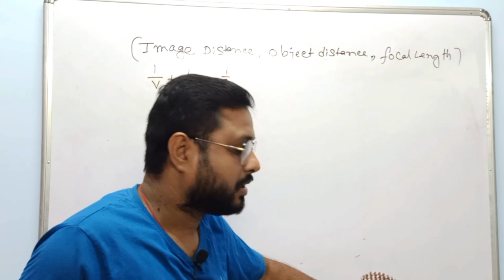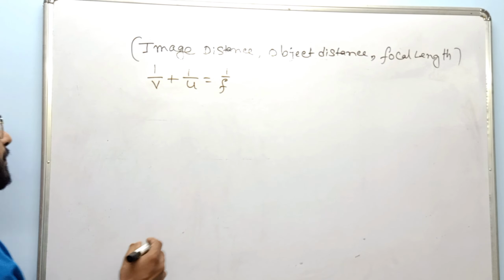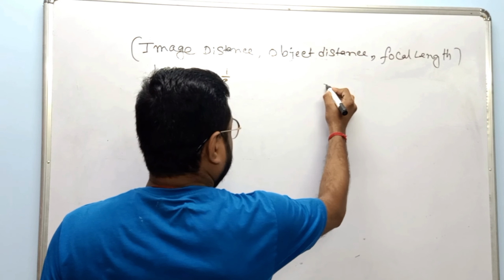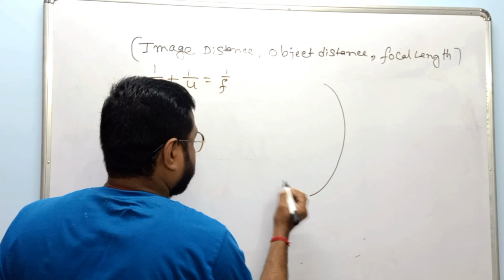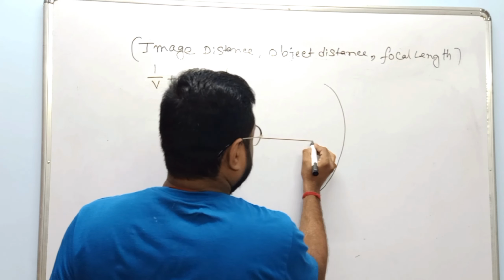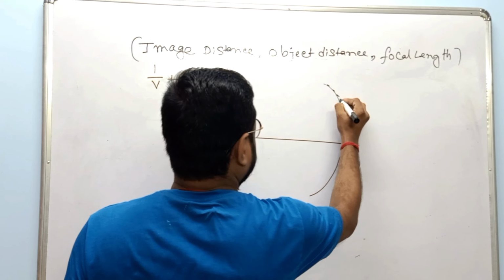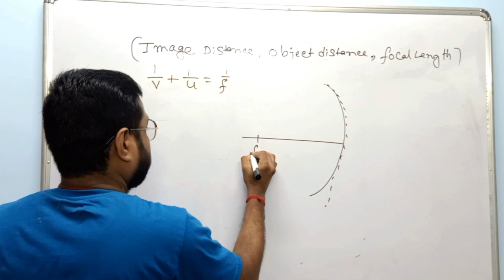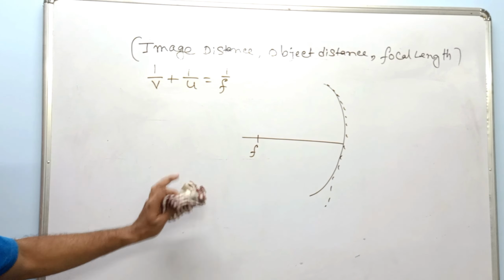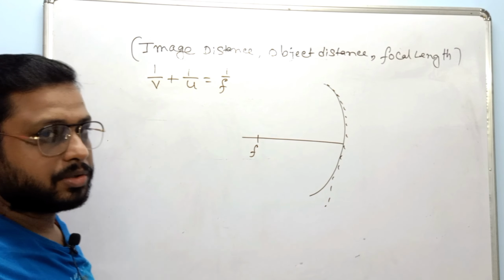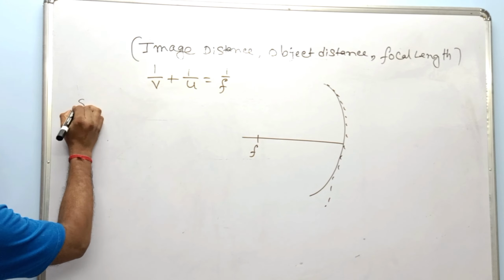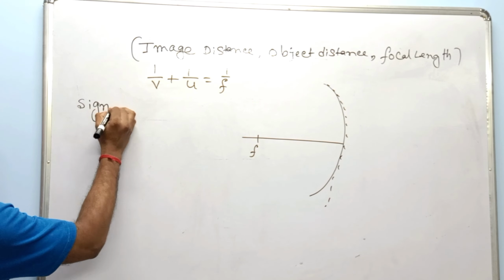तो शेष तक देखते रहिए, आखिर तक देखते रहिए, डोंट स्किप द वीडियो। Okay, so suppose this is a concave mirror of focal length f. So before going to this we can tell about some sign convention, we can know about the sign convention.